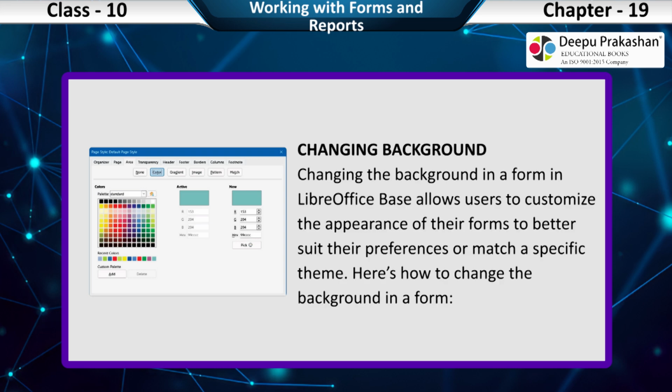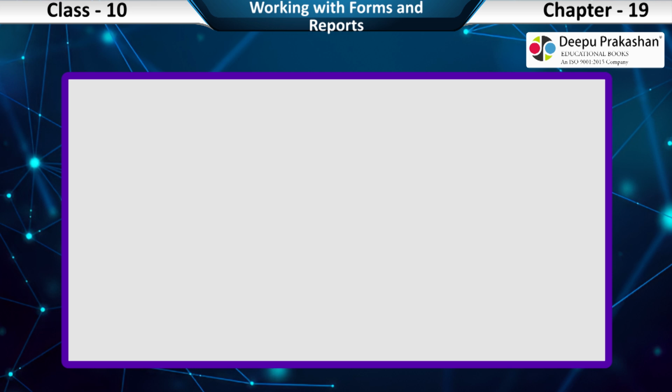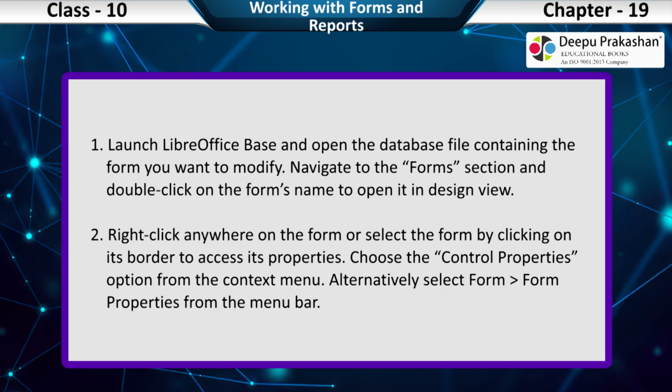Changing background. Changing the background in a form in LibreOffice Base allows users to customize the appearance of their forms to better suit their preferences or match a specific theme. Here's how to change the background in a form. 1. Launch LibreOffice Base and open the database file containing the form you want to modify. Navigate to the Forms section and double-click on the form's name to open it in Design View.